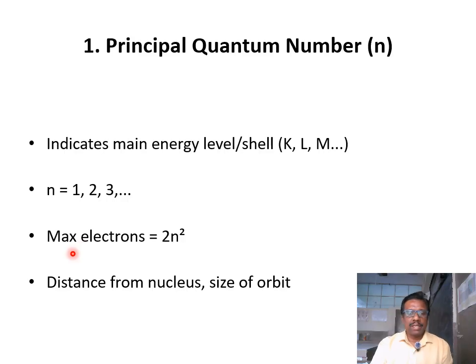Maximum electrons in a shell can be calculated by using the equation 2n square. That is, 2n square electrons can be present in a shell. Distance from nucleus, size of orbit. So this is the information given by the principal quantum number, that is, how far the electron is from the nucleus and what is the size of the orbit.